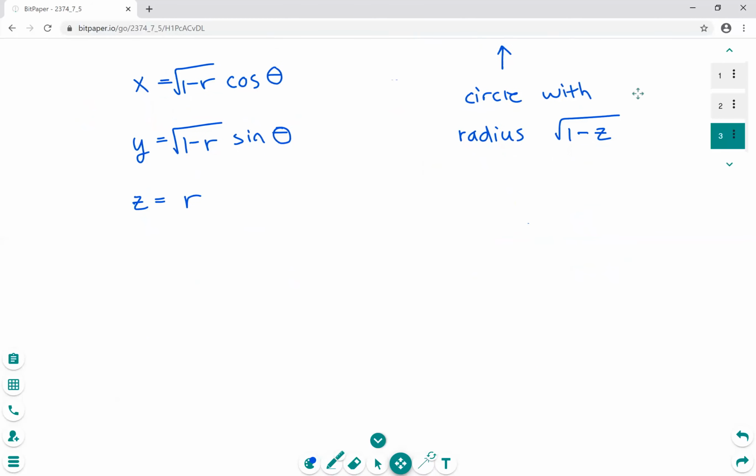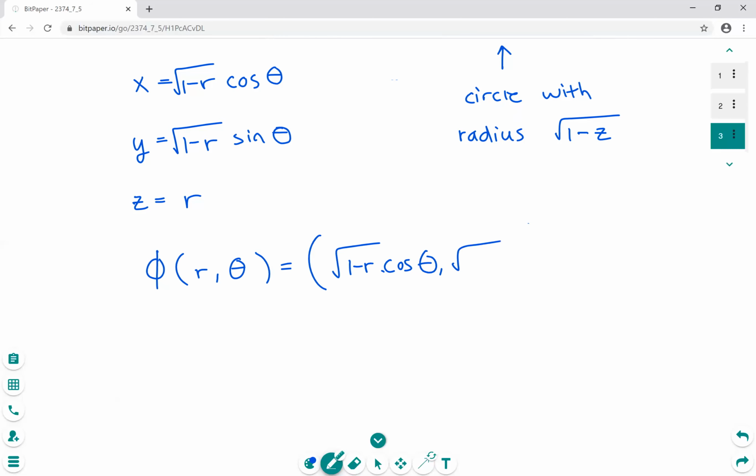Like I said, you can use the x equals u, y equals v, z equals 1 minus u squared minus v squared parameterization, and you should get the same answer. But we're going to use this. So phi of r theta is square root 1 minus r cosine theta, square root 1 minus r sine theta, r.